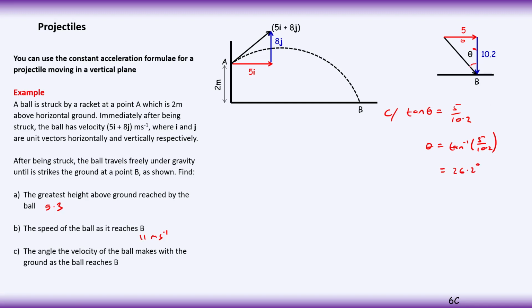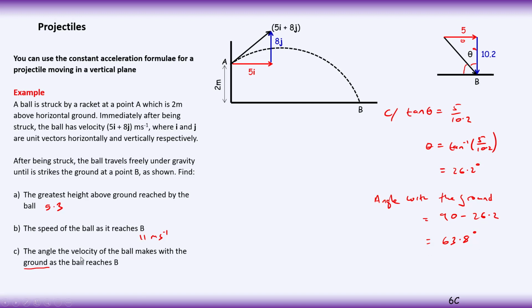That's the angle there. The angle it makes with the ground, which is what the question wants us to find, is this angle here. So that's going to be 90 take away 26.2, which is 63.8 degrees. Hit pause, make some notes. When you're ready, hit play.